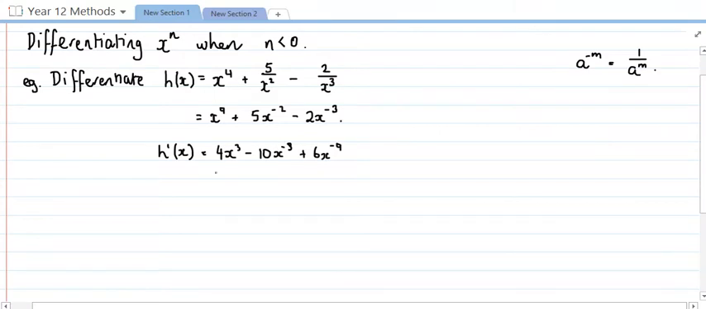So, the thing that we have to do, sticking with a bit of mathematical etiquette, is to make these powers positive again by moving them back into the denominator. So it's going to become 4x cubed minus 10 over x cubed. So only the thing that belongs to the power moves into the denominator, and then plus 6 over x to the power of 4. And we're done.